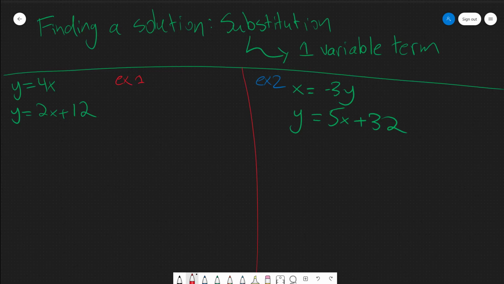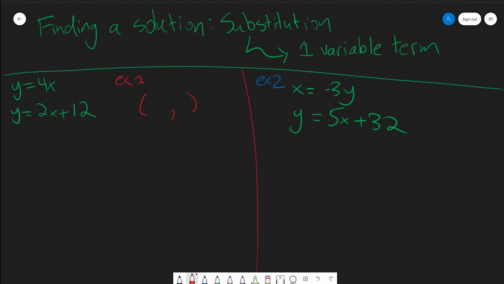Hello, and welcome to this next level of finding a solution with substitution. Instead of plugging in or substituting a numerical term, a number, like in the last video, where this would have just said 4, now we have a variable term. Now we have 4x. It's going to be the same, but we don't have half of our answer anymore.